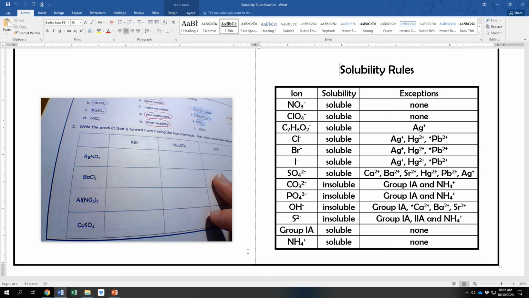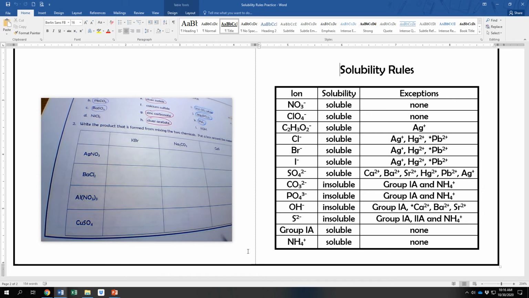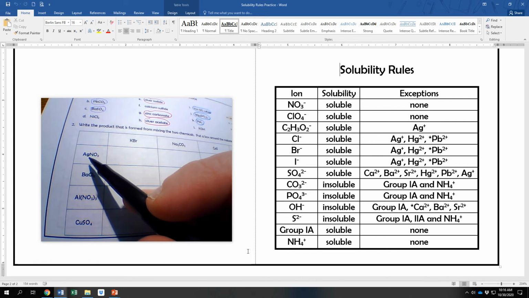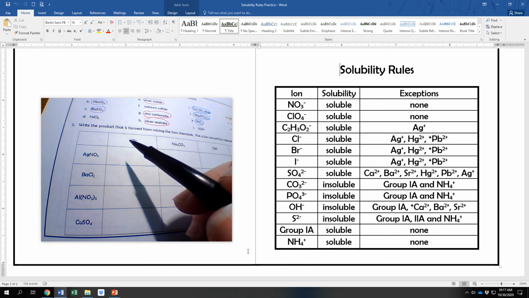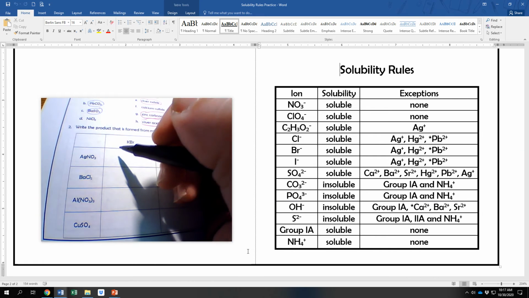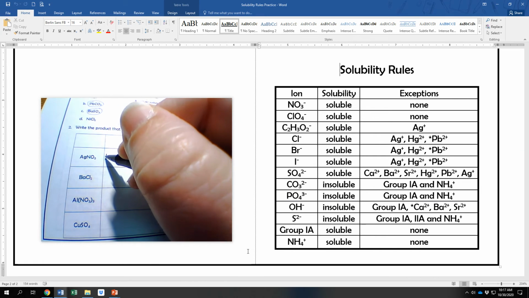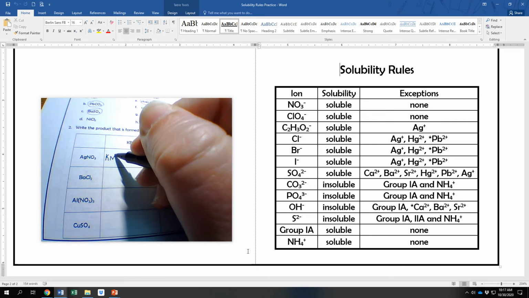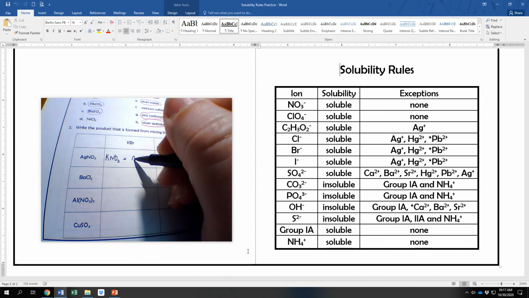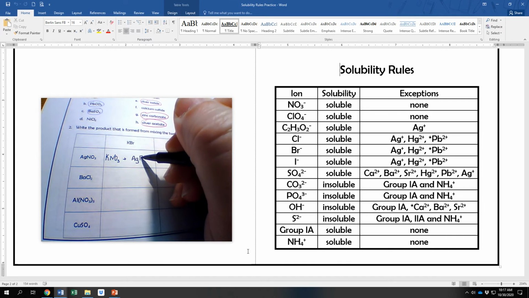So AgNO3 and KBr. Well, these are double displacement reactions. So K and Ag will switch places. So we're going to be left with KNO3 and AgBr.